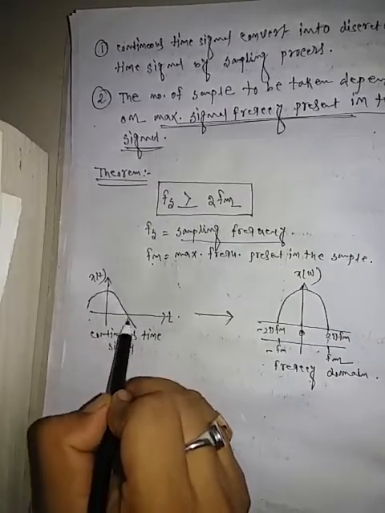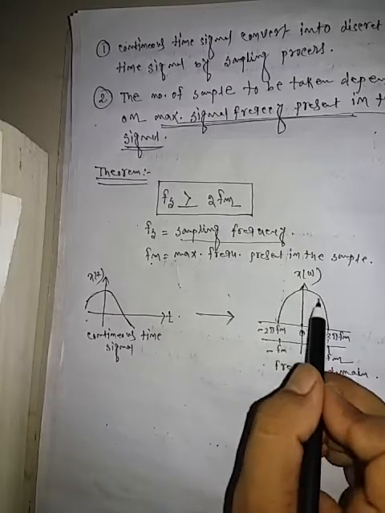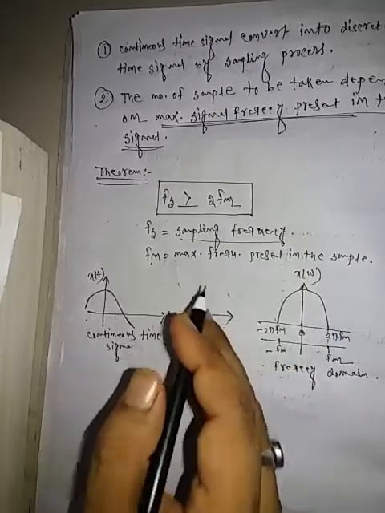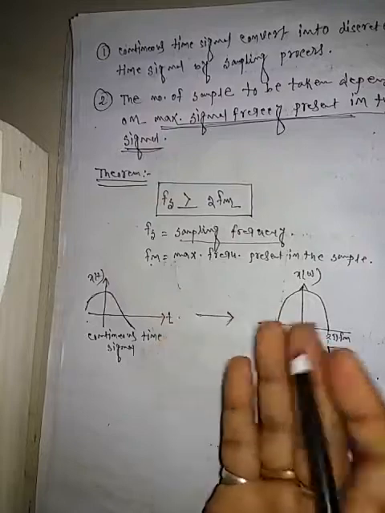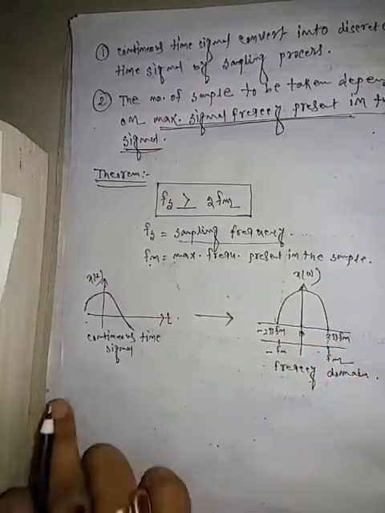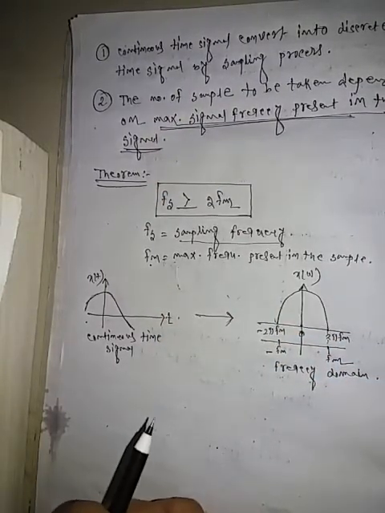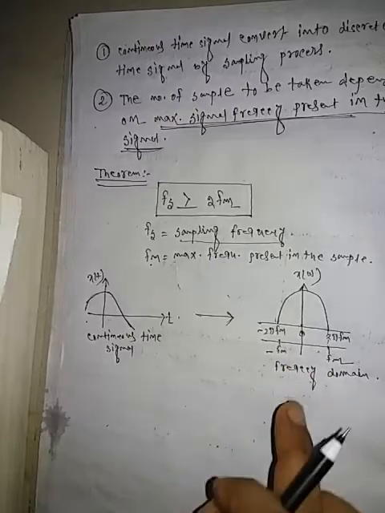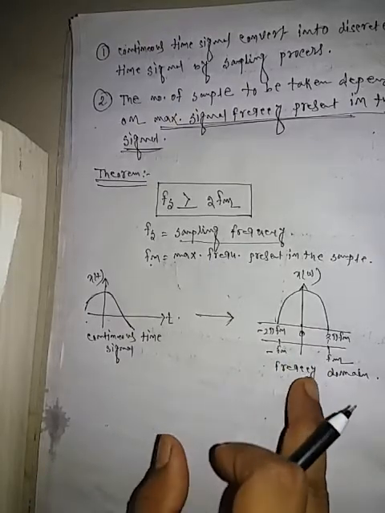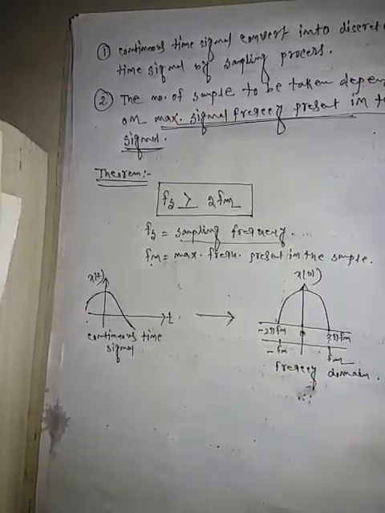This is the time domain signal, and this is the frequency domain signal of the same signal. This time domain signal is converted into a frequency domain signal, but it is not a discrete time signal. This is the frequency domain of the continuous time signal.